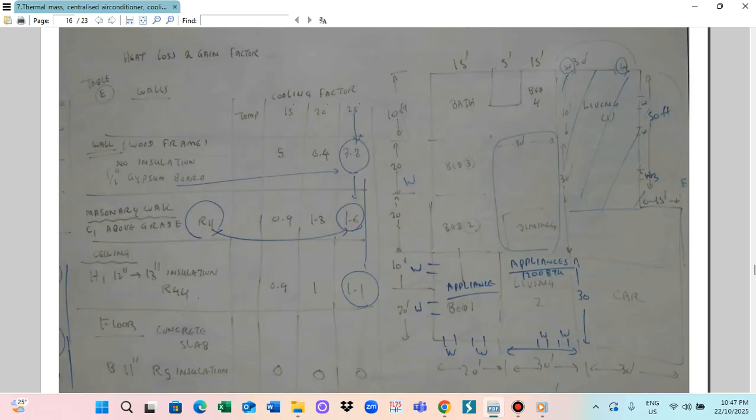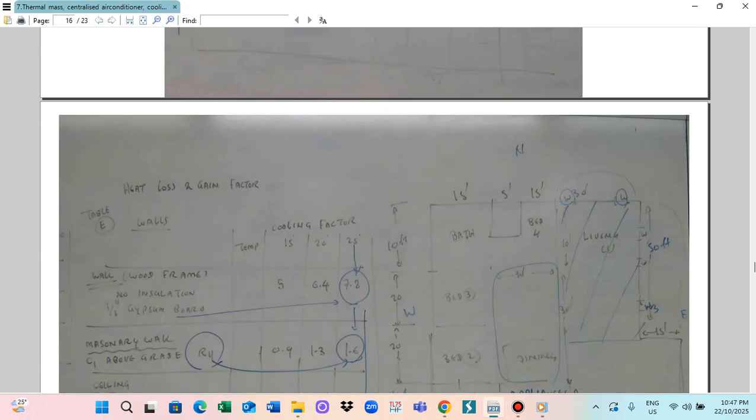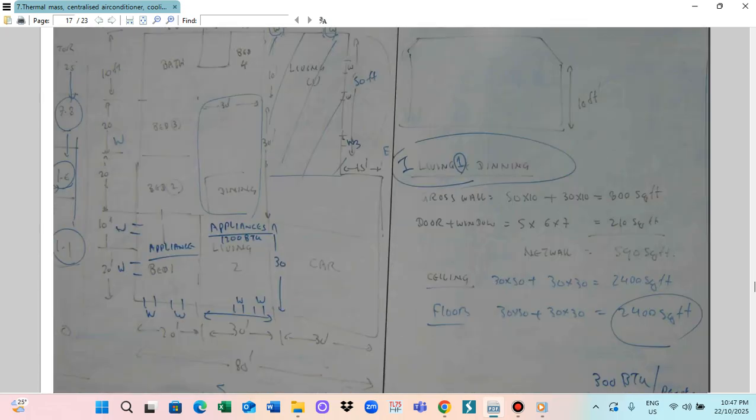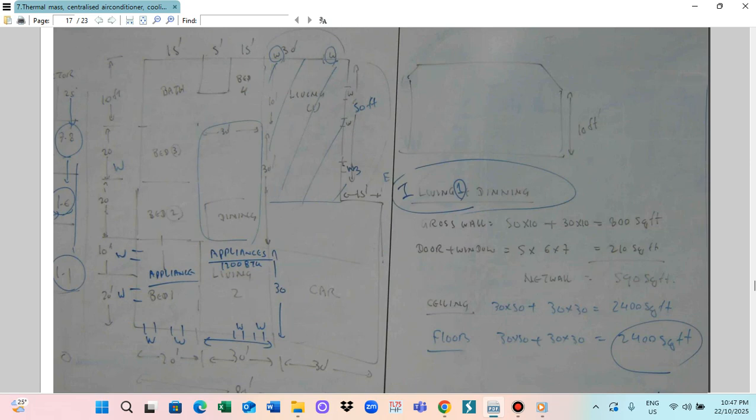This is the floor plan. You can see the dimensions of the wall and the dimensions of each part of the house, and the size of the windows is also given. Also, the ceiling height is 8 feet, and the outdoor ambient multiplier is 1/3.